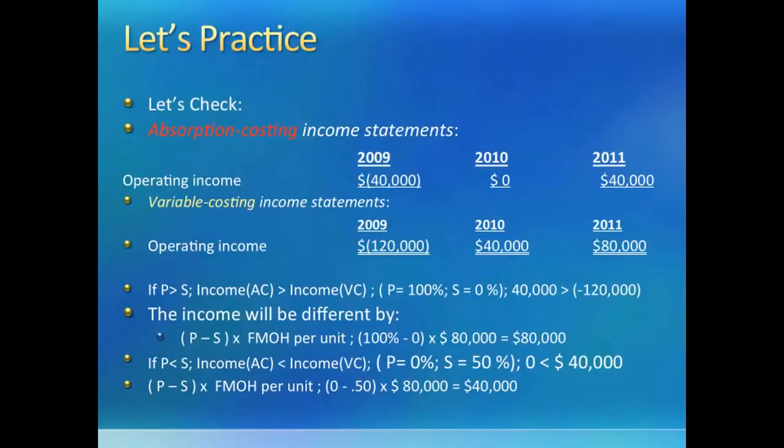Can our second rule explain that? $80,000 is exactly equal to our fixed manufacturing overhead of 80,000 times 100 minus 0, which are our production and sales percentages. So we notice that our second rule works for the first year. For the second and third year, production is smaller than sales because our production was 0 and our sales was 50% in each year. So income under absorption costing should be smaller than income under variable costing. We see that it is true, and when we apply our second rule, we see that even this time it works.